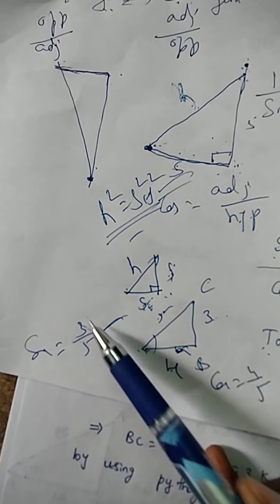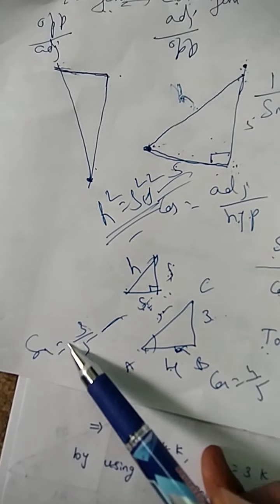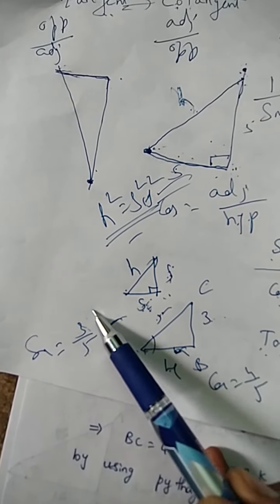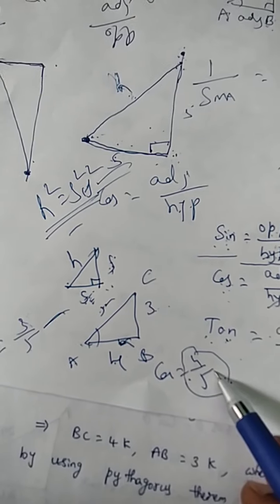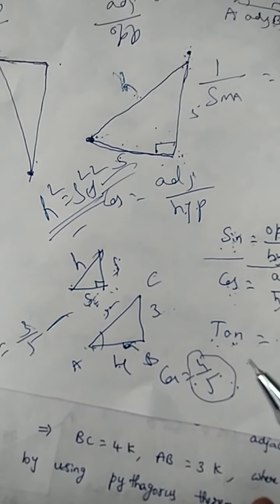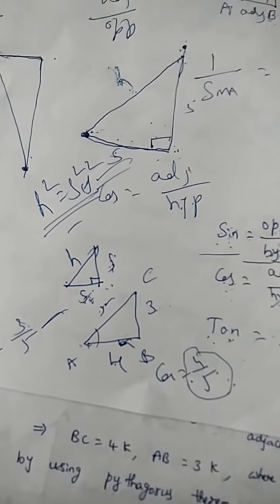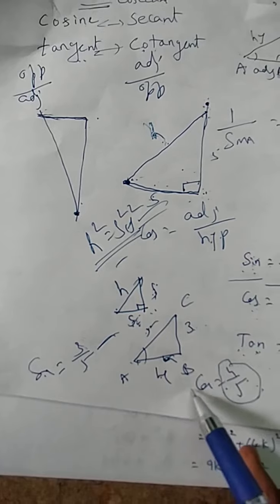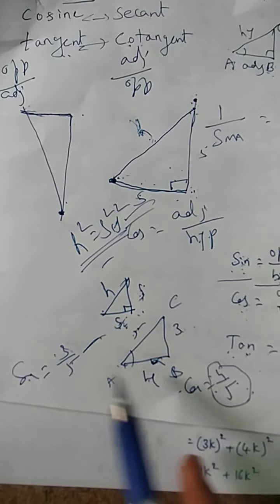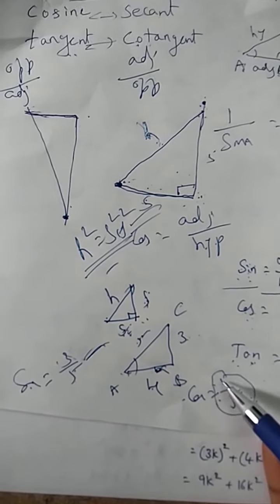A proper fraction means the numerator is smaller than the denominator, so the result of a proper fraction is always less than 1. Cos is also a proper fraction, so it is always less than 1. Sometimes the result is equal to 1; at which time that happens, we'll discuss later. So sin and cos values are always less than or equal to 1. 3 by 5 is less than 1, and 4 by 5 is also less than 1. Clear?